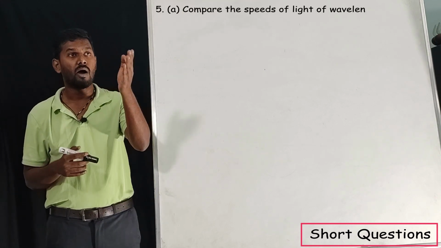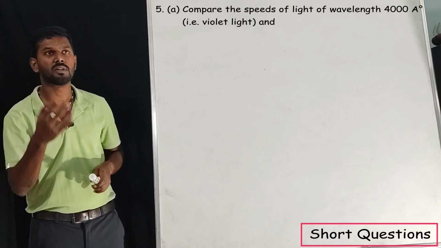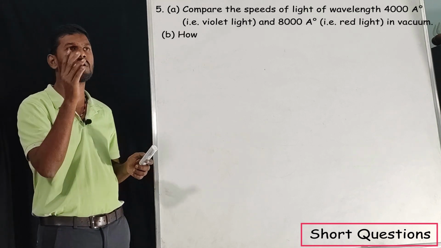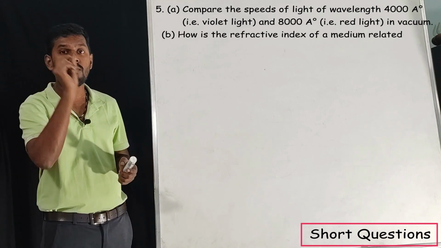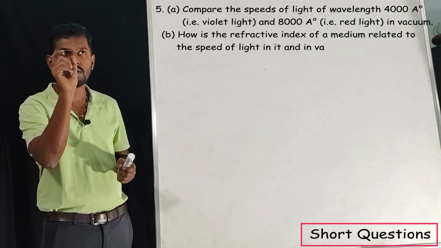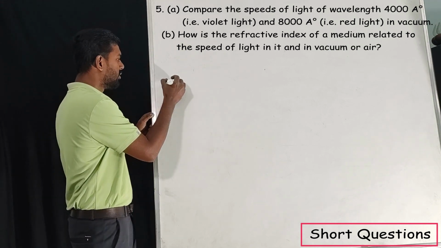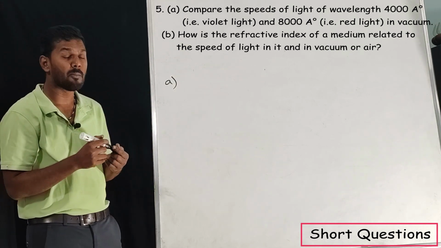Our next question: compare the speeds of light of wavelength 4000 Angstrom, that is nothing but violet color, and 8000 Angstrom, that is nothing but red color, in vacuum. This word vacuum is very much important. You will get to know how. And they are asking for comparison.